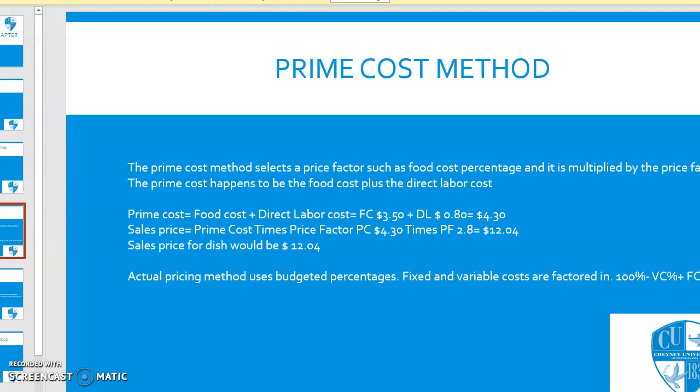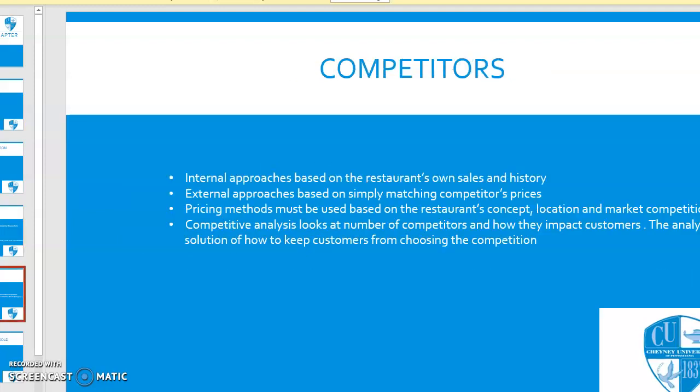For example, how do we come up with the final sales price, or how do we figure out the equation for prime cost? And then how does the actual pricing method budget percentages? And what are your fixed and variable costs, and how do you factor that in? As you know, variable costs are going to fluctuate and change in terms of what the costs are, and your fixed costs are going to be the same amount per inventory, on a weekly basis or on a monthly basis.